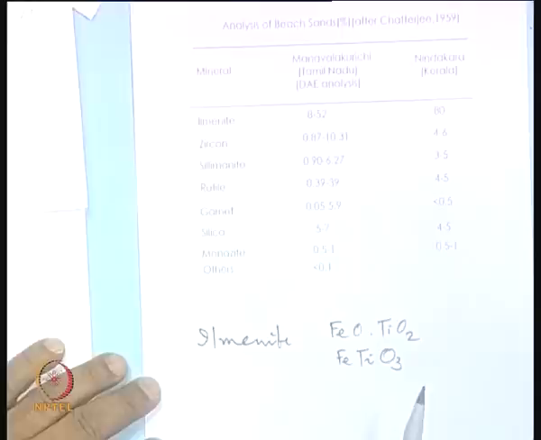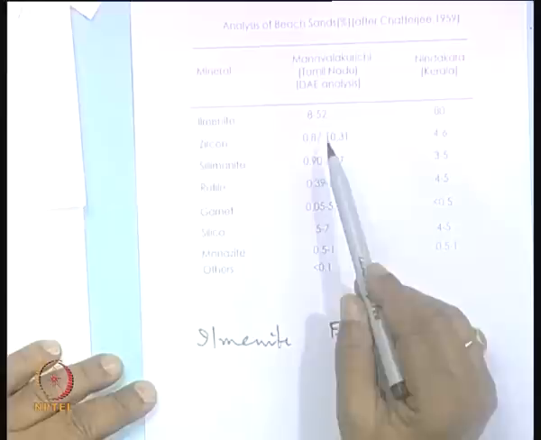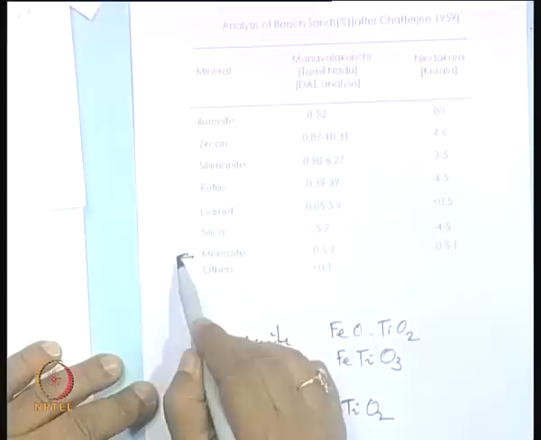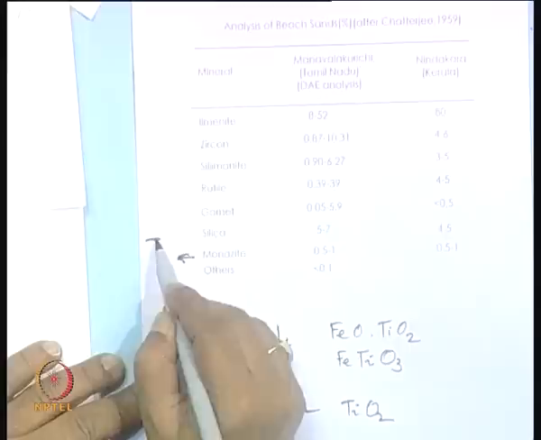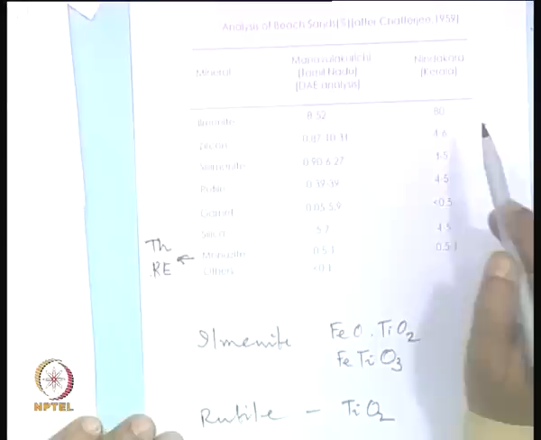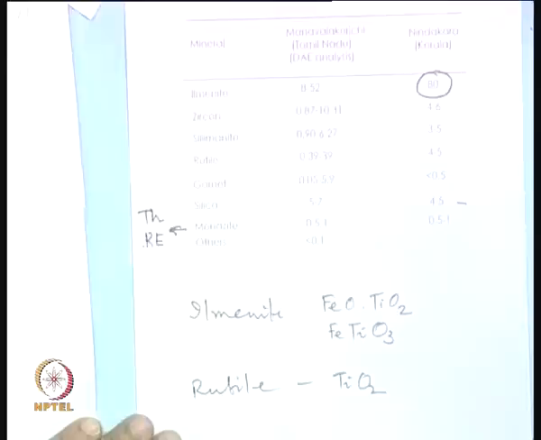Now, the beach sands in the Tamil Nadu coast, this is an analysis given in one source, it may contain from 8% to 52% ilmenite, zircon 0.87 to 10%, sillimanite, rutile, which is TiO2, then garnet, silica, monazite. This is important because it is a source of thorium and rare earths, and there are some others. In the Kerala beaches also, we find some beach sands containing as high as 80% ilmenite. There is also zircon, sillimanite, rutile, garnet and monazite. There are beach sands of Odisha also, which contain all these things.